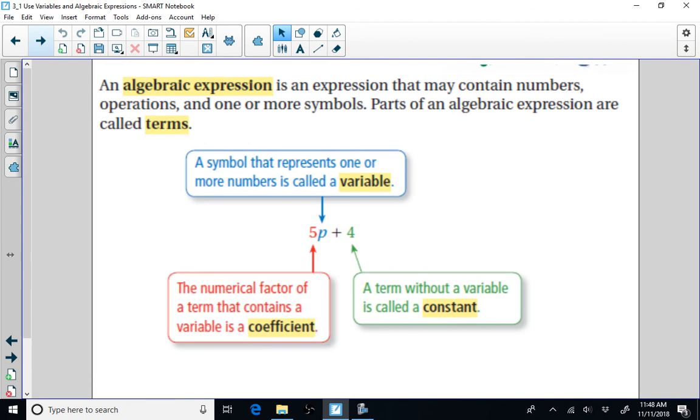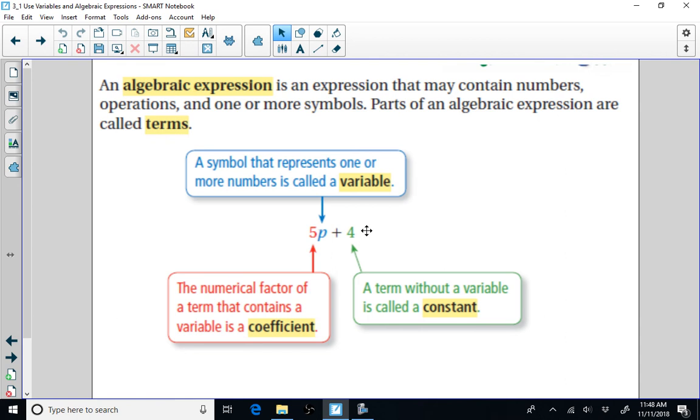Some other vocabulary that we're going to need to know. Parts of an algebraic expression are called terms. Terms are separated by addition and subtraction signs in an expression. We have a variable, right? The variable is the letter that represents a number. We have the term coefficient. A coefficient is a number that's multiplying the variable. So if I look at the term 5 times the number p, 5 is the coefficient, p is the variable.